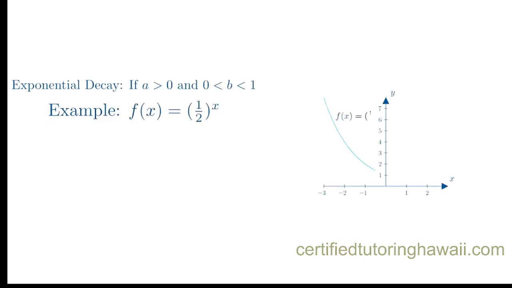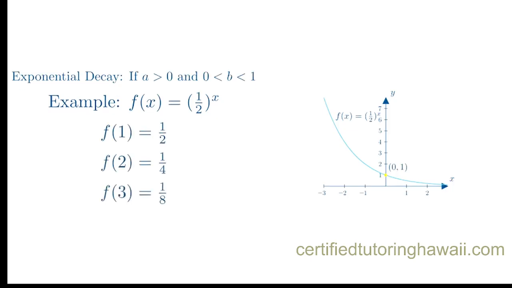Conversely, if the base b is a fraction between 0 and 1, the function displays exponential decay. In this case, as x increases, the output f(x) decreases. The graph will fall from left to right. A great example is f(x) = (1/2)^x. Here a is 1, and b is 1/2, which is less than 1. This function is decaying. Let's examine the outputs. f(1) is 1/2, f(2) is 1/4, f(3) is 1/8. With each unit increase in x, the output is halved, representing decay.